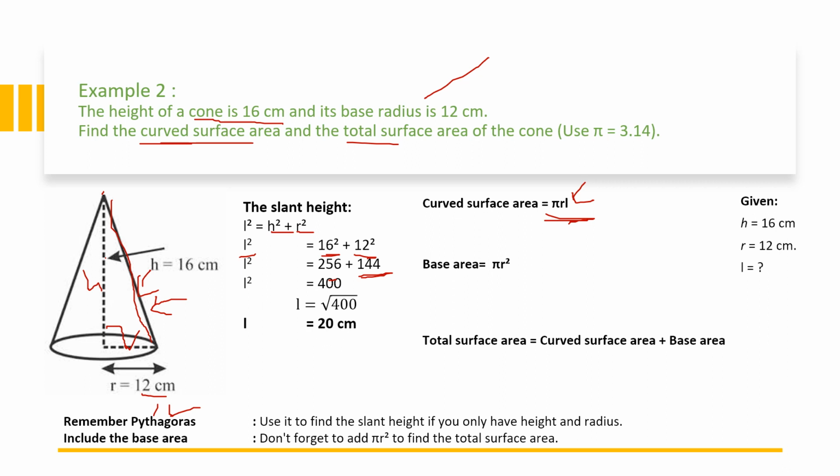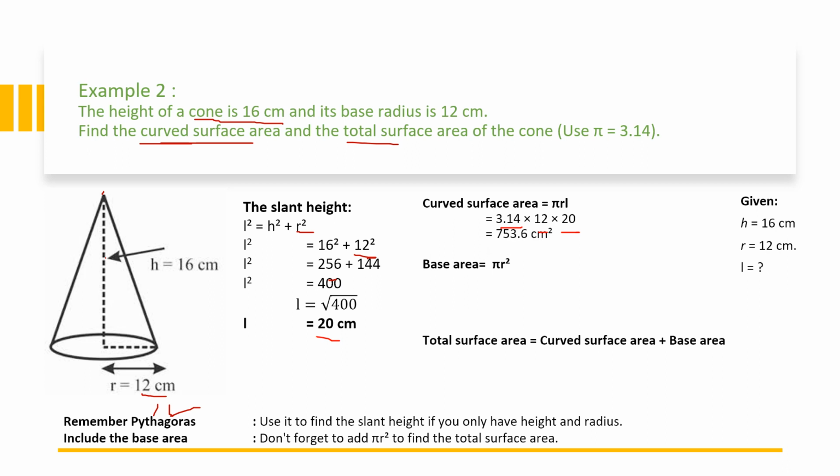Now we got the slant height. So now let's substitute them here. What is the formula? Pi r L. So that is equal to 3.14 into 12 into 20. Radius is 12, L is 20, we calculated it. Now solving it, how much do you get?